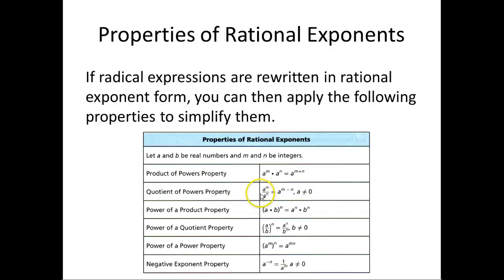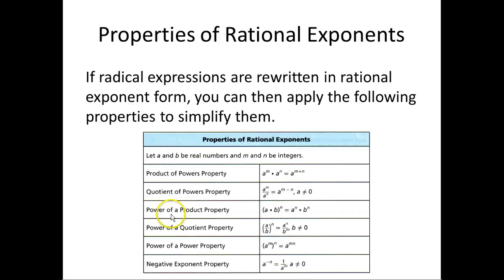Okay, if you have the same base here, like you have in this case here, raised to two different exponents, you just subtract the exponents as long as a is not equal to 0, because then division by 0 would make no sense. This is called the quotient of powers property. So for example, if I have 5 to the power 4 divided by 5 to the power 2, that would be 5 to the power 4 minus 2, which is 5 squared, or 25.